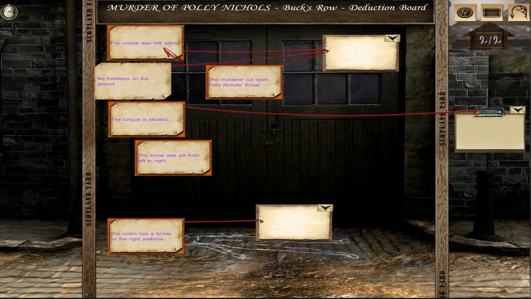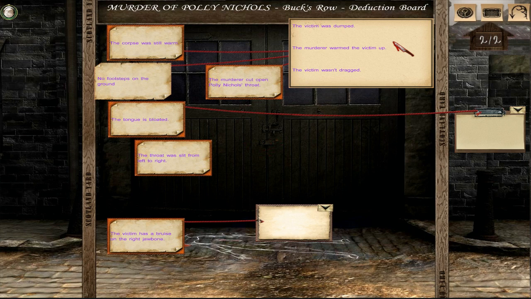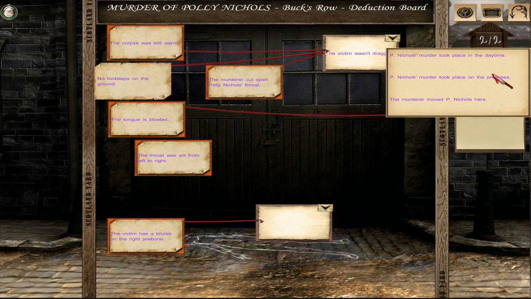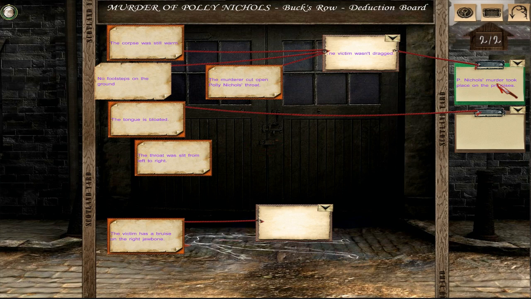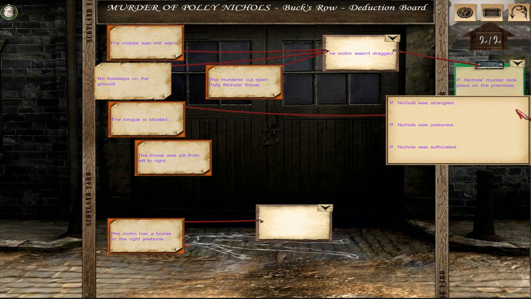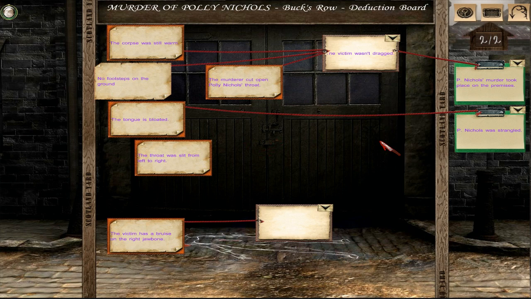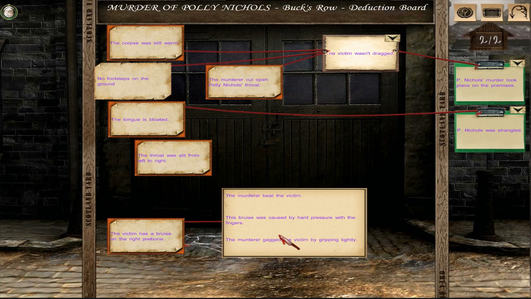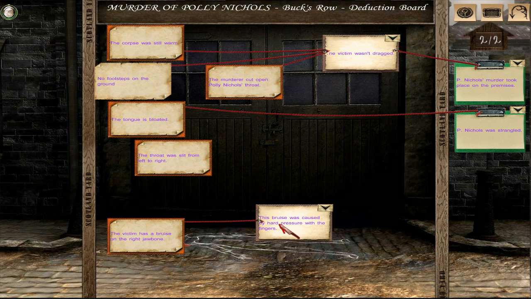Now, the corpse was still warm. No footsteps in the ground, and the murderer can't open Nicholas' throat. The victim wasn't dragged. Therefore, the murder took place in the premises. The tongue is bloated. That means, okay, that's tangled. Left to right. The murderer beat the victim by hard pressing with the fingers.